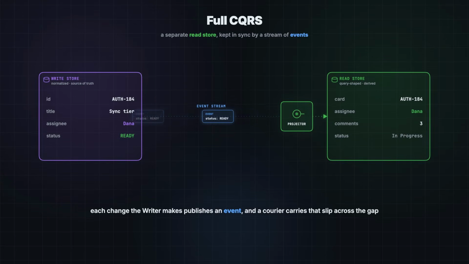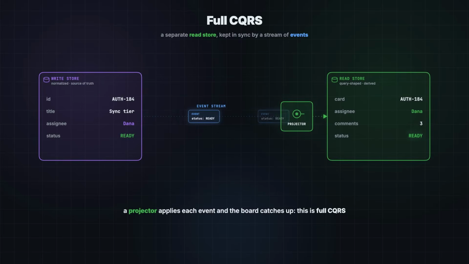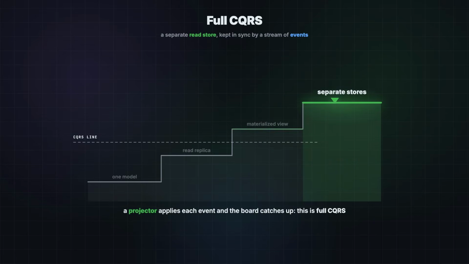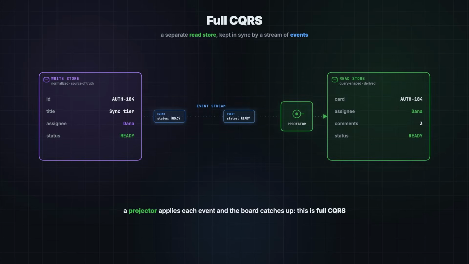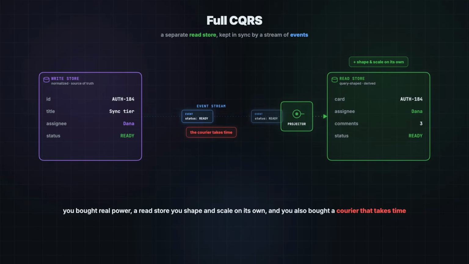Each change the writer makes publishes an event, and that event is the slip a messenger carries across the gap to the read side. A projector on the read side takes each event and updates the board to match. This is full CQRS. Separate stores kept in sync by a stream of events. You bought real power here. A read store you can shape and scale on its own.